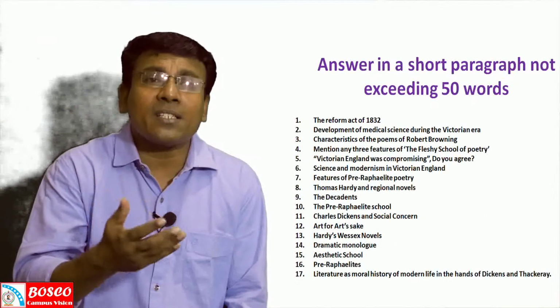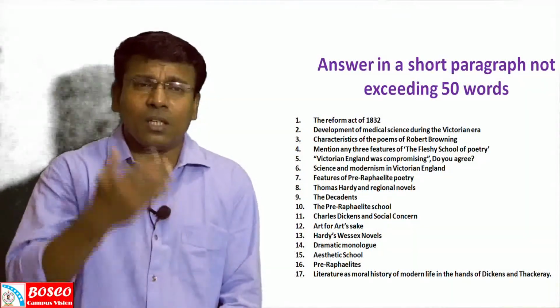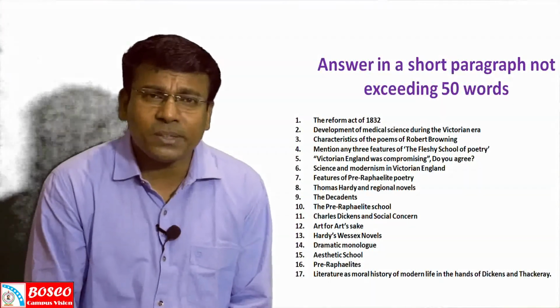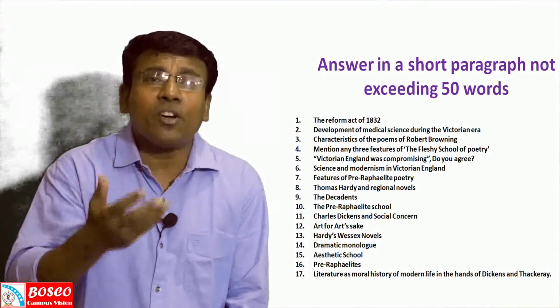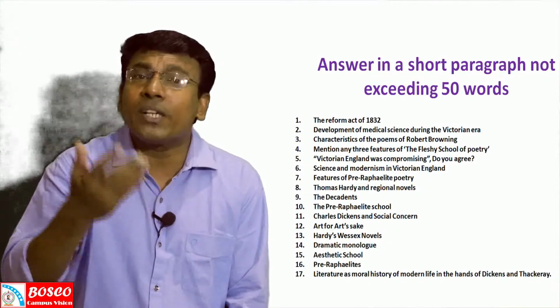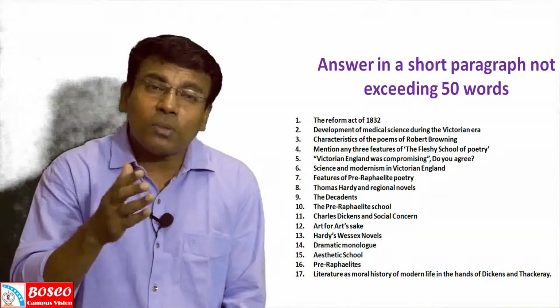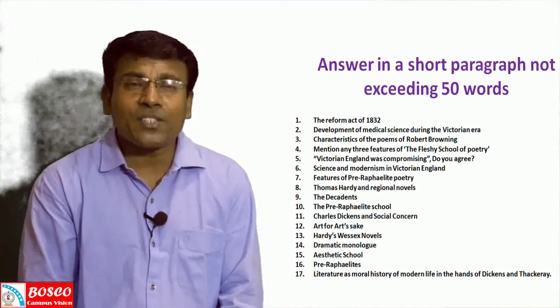Second category, answer in a short paragraph not exceeding 50 words. The first question that comes under that category, which appeared in one of the question papers, is the Reform Act of 1832. The second question, development of medical science during the Victorian era. Third one, characteristics of the poems of Robert Browning. We are talking about Robert Browning, his dramatic monologue, etc.